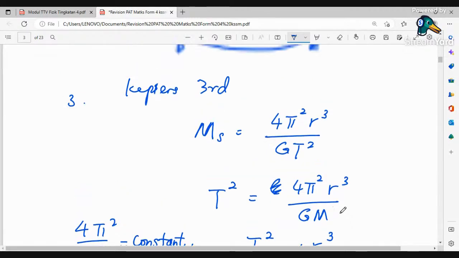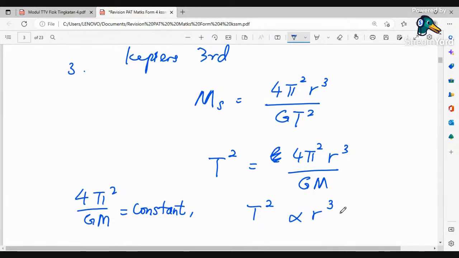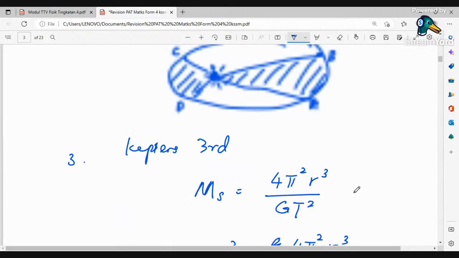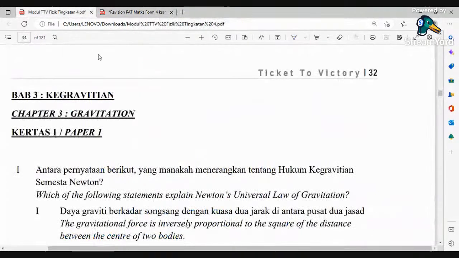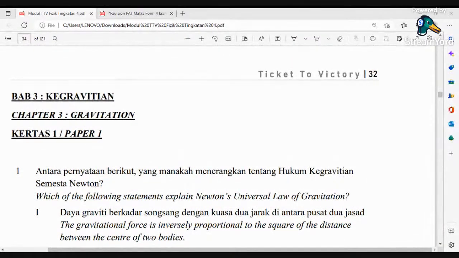Okay, so we have covered all the formulas. This chapter has a lot of formulas, so you must get used to it. You must know how to use the formula. I have discussed all the formulas briefly. Now we go to the questions. If you have any question, you can write in the chat. Now we discuss the questions.